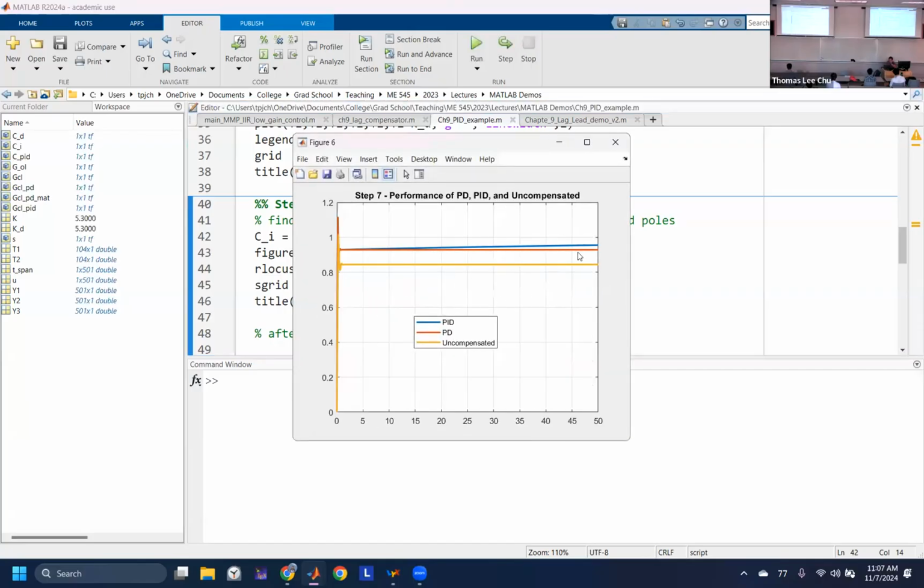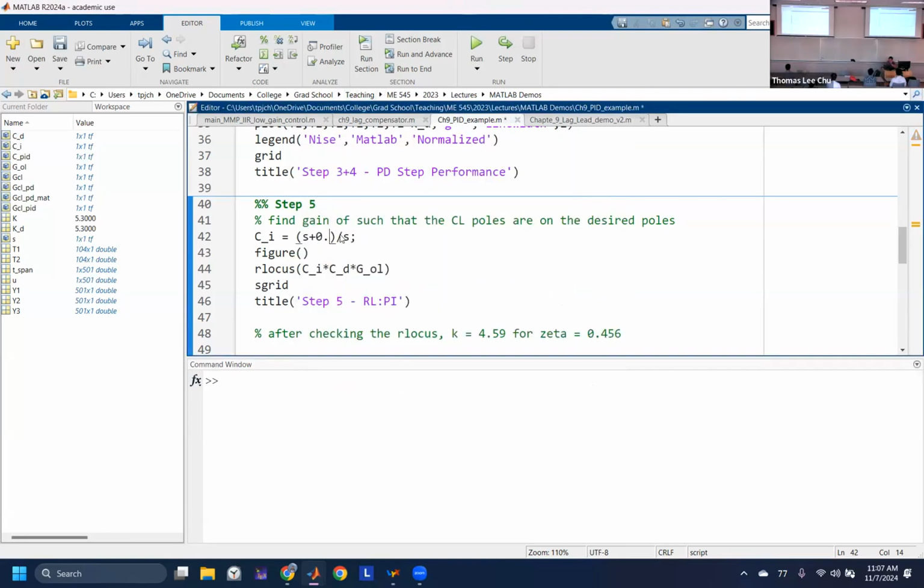Yeah, so you see now it's converging really slowly. Even 50 seconds isn't long enough. So I usually choose 0.05 or 0.3. It doesn't matter too much. All right.